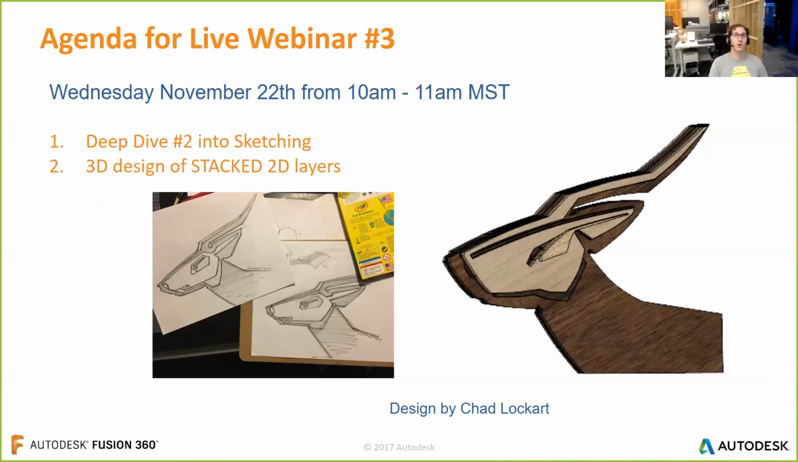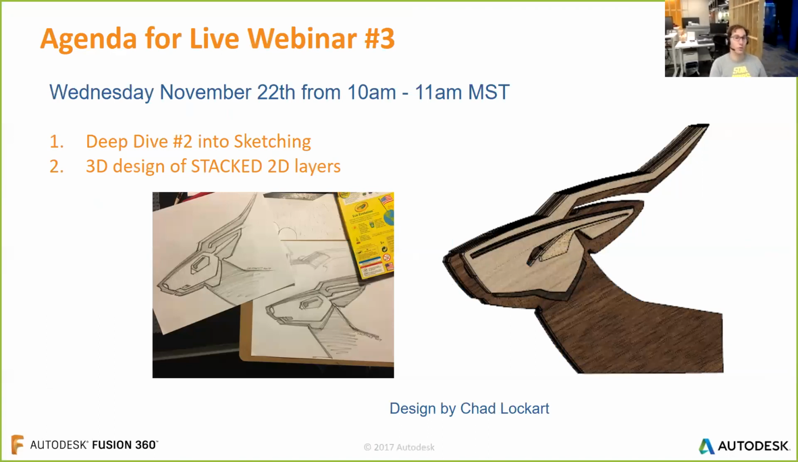And we're going to show how to take a sketch like this antelope right here. It's called the Laser Antelope by Chad Lockhart, and how to turn it into a 3D thing like you see right over here. And then we're also going to show how to take each of those layers and save those out to the Glowforge.